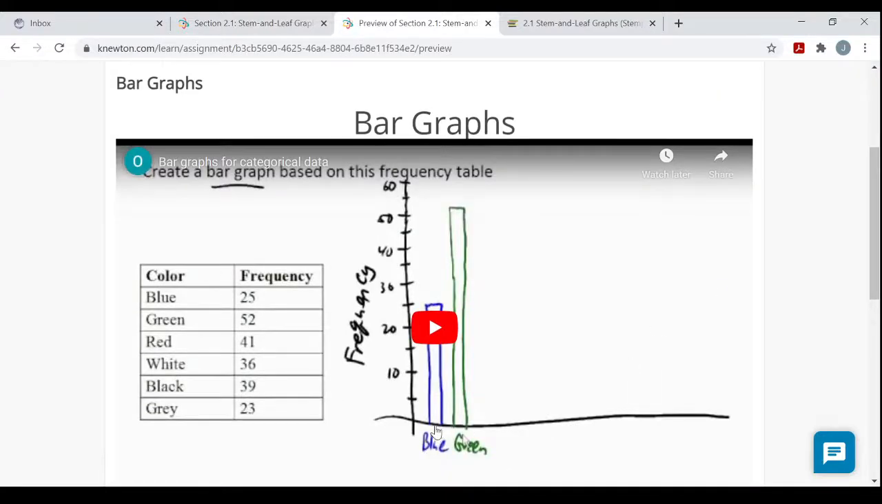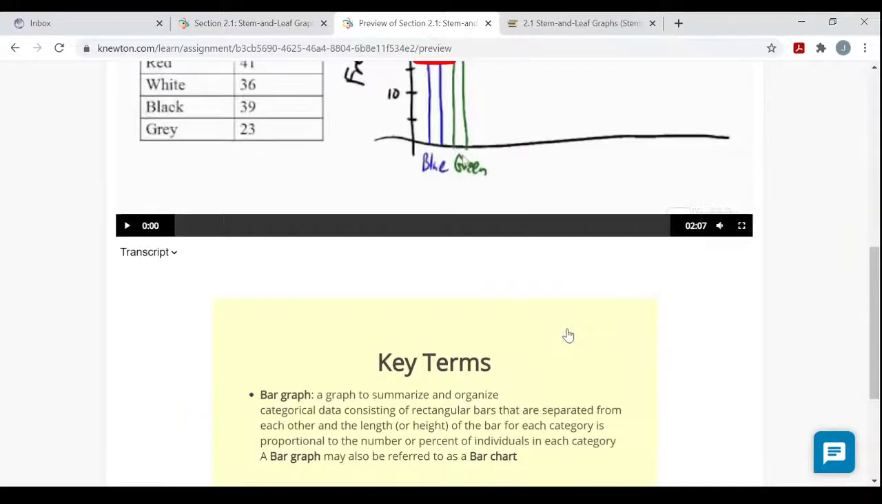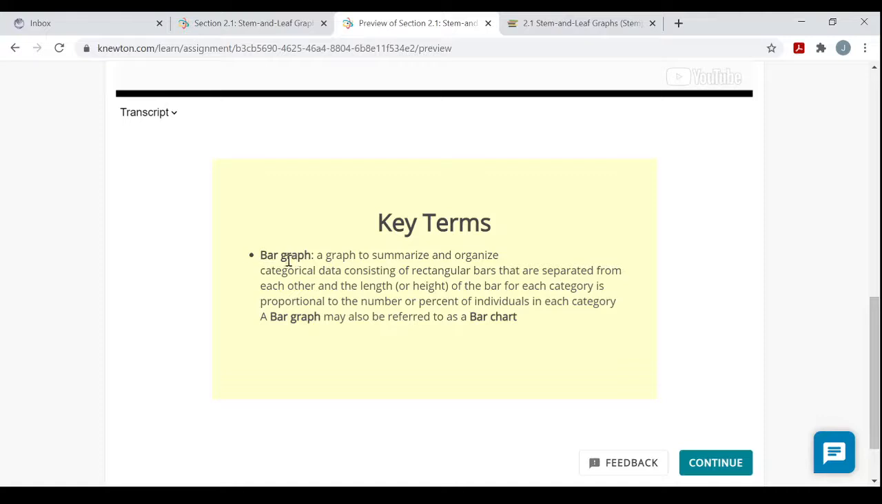Usually it's categories listed, and then the heights of the bars represent frequency, how many are in that category. And you try to have the bars be the same width and all that, and maybe even draw them different colors and whatnot. But you can watch that video there. And key terms, a bar graph is a graph to summarize and organize categorical data, right? That's qualitative data, consisting of rectangular bars that are separated from each other. They could be connected as well. They don't have to be separate. But when they're connected, we'll see that that's called a histogram. But they can be connected as well.